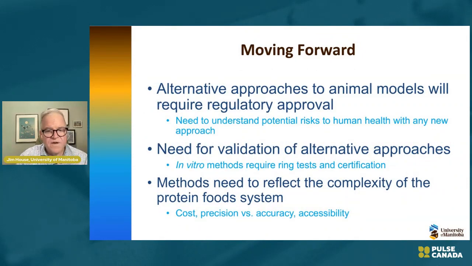So we need alternative approaches to animal models. We need validation for the alternative approaches, and the methods need to reflect the complexity of the protein food system.